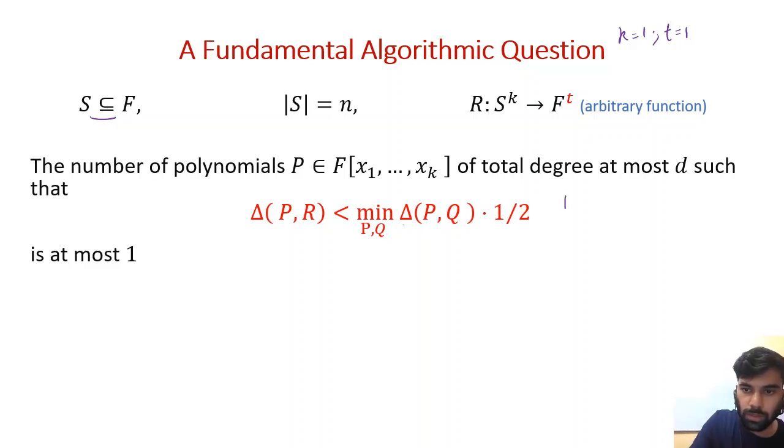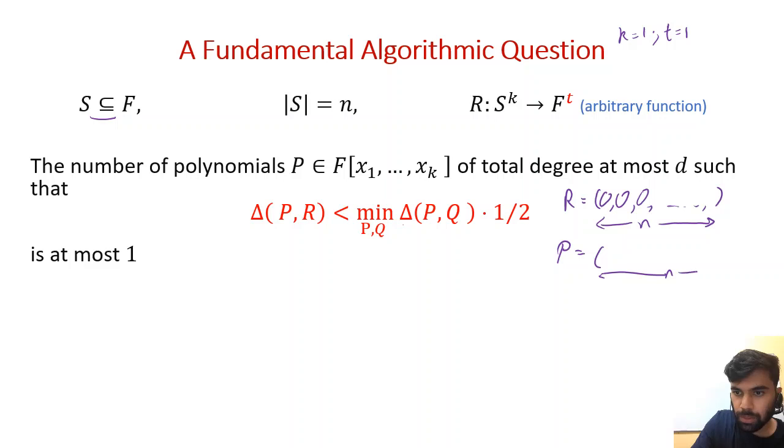Now, what does that mean? So r can be thought of as a long vector of length n, and at each point you are given a field value. Now I will take the polynomial p and do the same. I will look at the n points in S and just evaluate the polynomial p on those locations. And between these two vectors, the distance needs to be small. How small? It should be smaller than the minimum distance between any two non-identical low degree polynomials p and q, times a half.